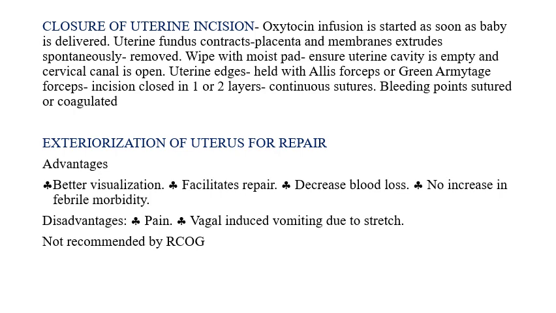The edges of the uterine wound are held with Allis forceps or green Armitage forceps, and the incision is closed either in one layer or two layers with continuous sutures. Any bleeding points, if present, are sutured or coagulated.